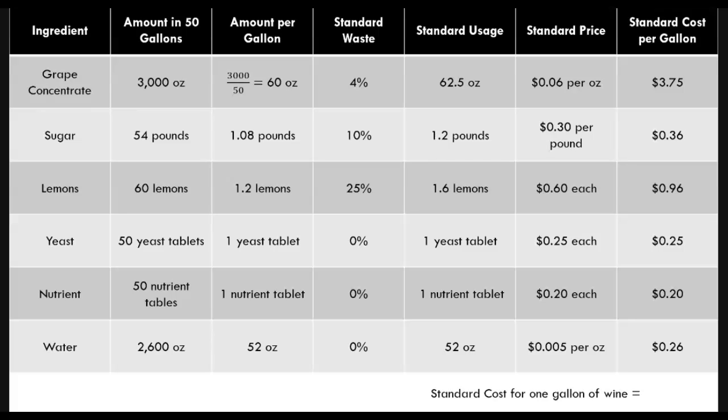So to find the standard cost for 1 gallon, we will add up that entire standard cost per gallon column. So $3.75 plus 36 cents plus 96 cents all the way down. And we see that the standard cost for 1 gallon of wine is $5.78.